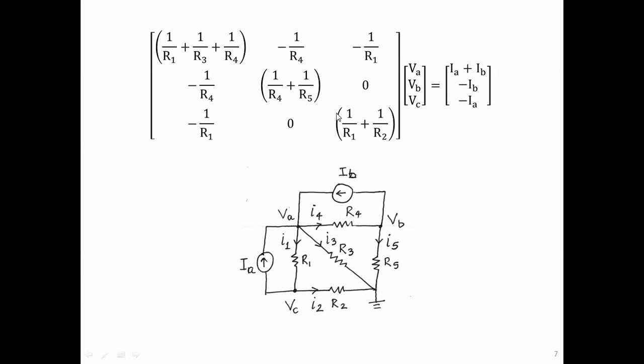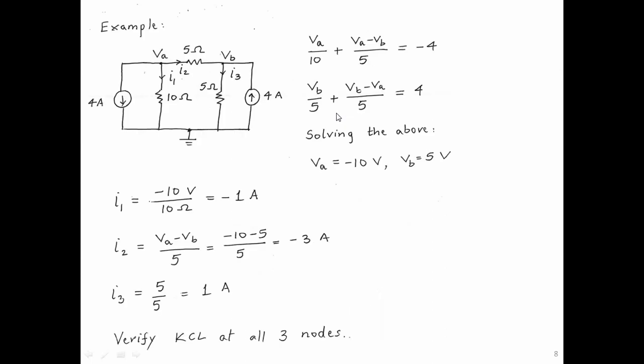Alright. Okay, let's do one example for this type of network with only current sources and resistors. And this is of course a very simple network. But what I am doing here is writing the KCL directly in terms of voltages. So, okay, let's look at this first.